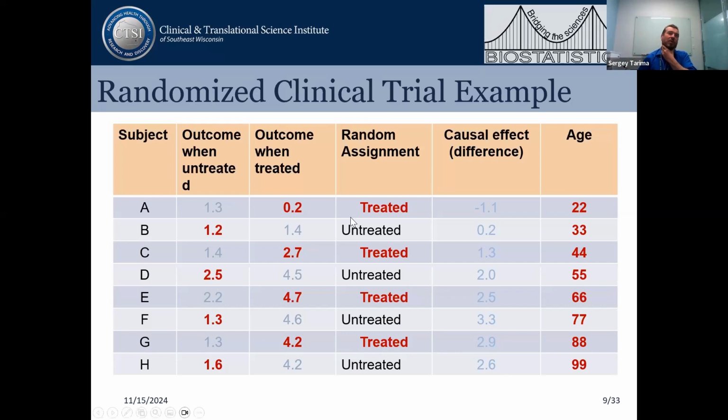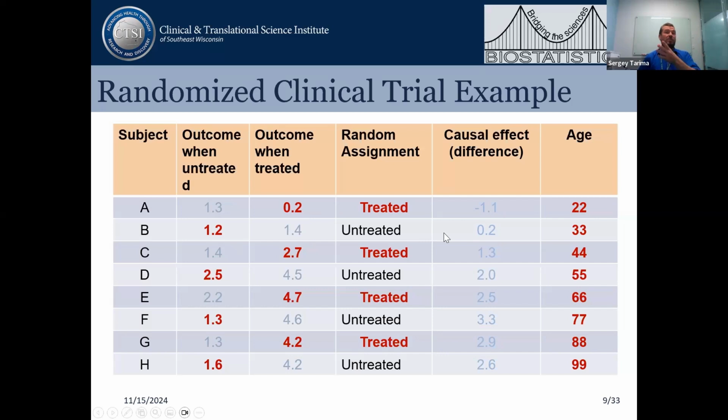And we observe only one of 2 potential outcomes. For example, patient A was randomized into the treatment group. So in this case, we observe the outcome in the condition when the patient is treated. But the other outcome, when the patient is not treated, is not observed. And certainly, when we calculate the treatment effect for this patient, it's also not observed. It's unobservable. The second patient was randomized into the untreated group, so we observe the untreated outcome.